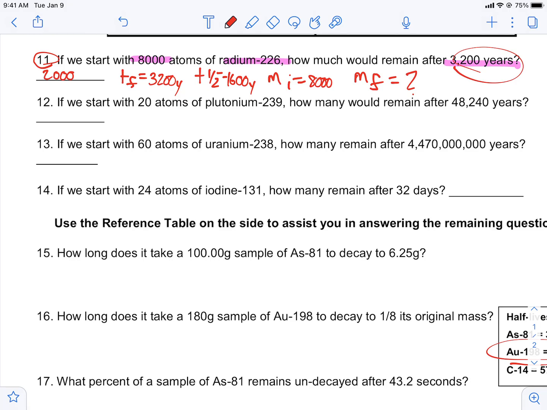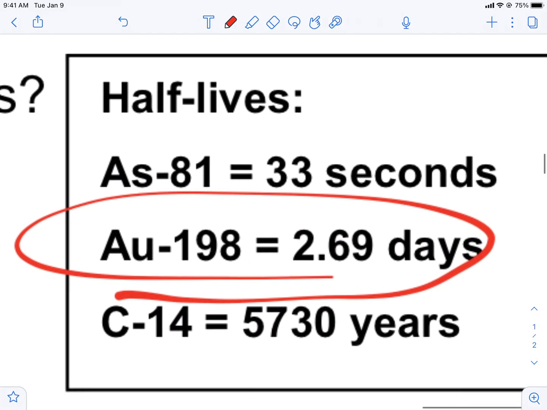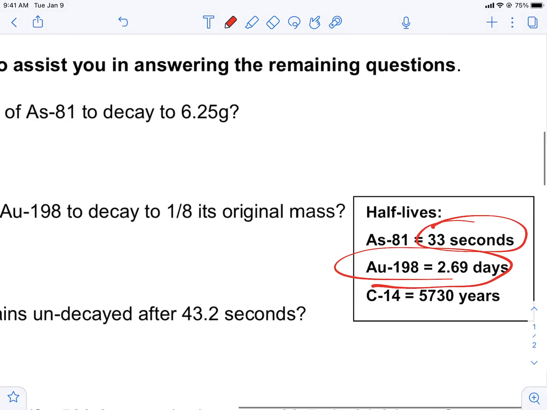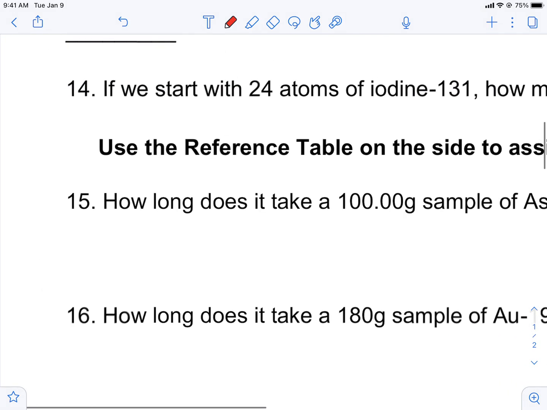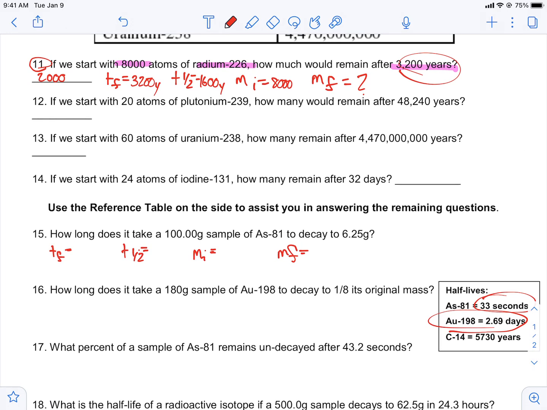Let's do 15. So how long does it take a 100-gram sample of AS81 to decay to 6.25 grams? And for this one, you're going to have a chart that has your half-life values. So for AS81, it's 33 seconds. So what we do is we identify our 4 variables, and one of them will be unknown. So your final time, your time of half-life, your initial mass, and your final mass.